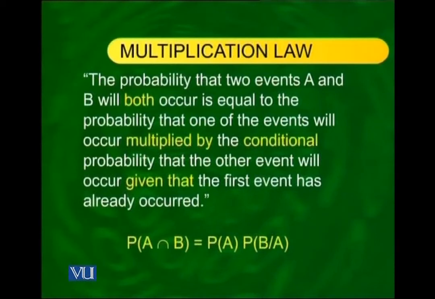Students, this theorem that I have just presented is called the general rule of multiplication and it can be stated as follows. The probability that two events A and B will both occur is equal to the probability that one of the events will occur multiplied by the conditional probability that the other event occurs, given that the first event has already occurred. The probability of the joint event A intersection B is equal to the probability of A into the probability of B given A. Let us apply this to a simple example.